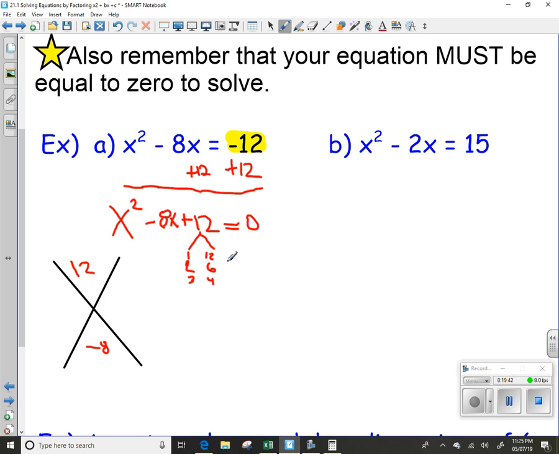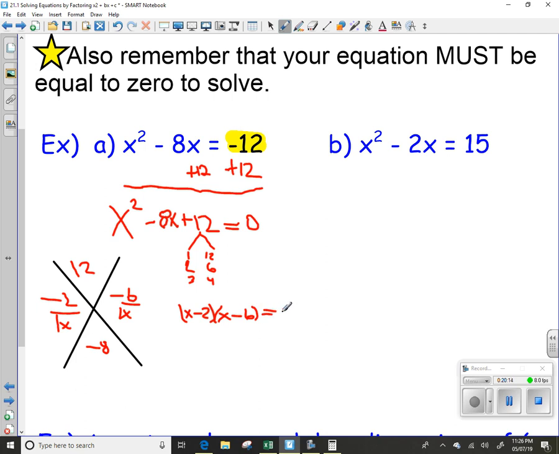So if I did -1 and -12, that's -13. -2 and -6, that one's -8. So those are my two numbers that are going to go on the sides of my x. I'm going to divide both of these by my 1, put my x in the bottom, and then I'm reading my answer from the bottom up. So I'm going to have one set of parentheses that is 1x minus 2, or x minus 2, and another set of parentheses that is x minus 6.